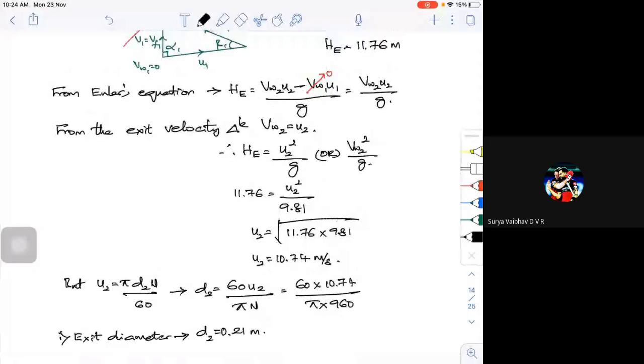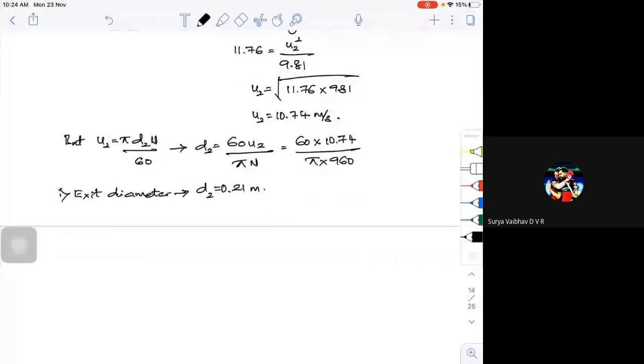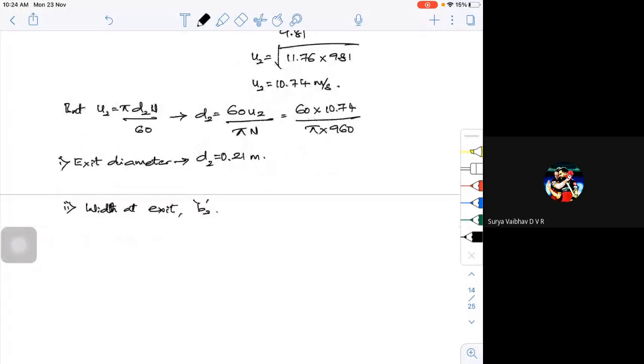Now what other thing I need to find? I need to find the width actually. So the second one is I need to find the width at the exit, B2. We know discharge is given by Q is equal to pi D2 B2 into VF2, which is also equal to pi D1 B1 into VF1. So I'll be taking the first one and try to calculate your B2. Okay.